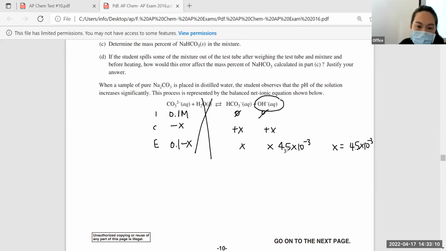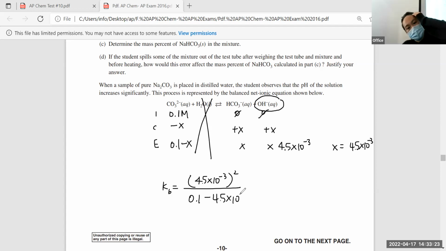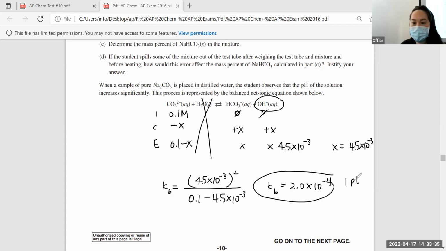So that means x times x, 4.5 times 10 to the negative third squared, over 0.1 minus 4.5 times 10 to the negative third. So Kb, you should get 2.0 times 10 to the negative 4.